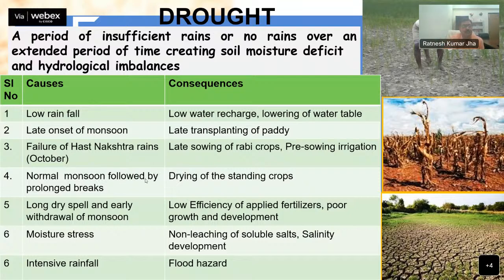Again, normal onset of monsoon followed by prolonged breaks. So in this condition, where most of the crops are dry, only life-saving irrigations can save them. So we have just tried life-saving irrigation, as we've been seeing in our projects.